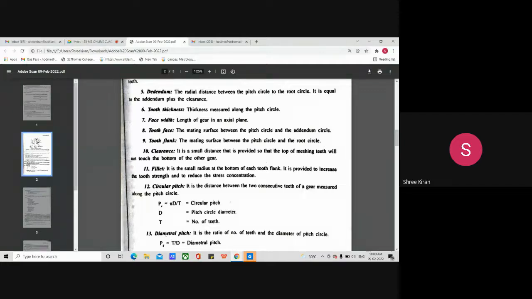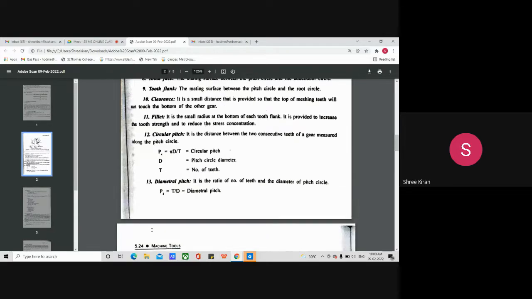Then comes the diametral pitch. Circular pitch is represented as PC. It is pi D by T, where D is the pitch circle diameter and capital T is the number of teeth employed in the gears.